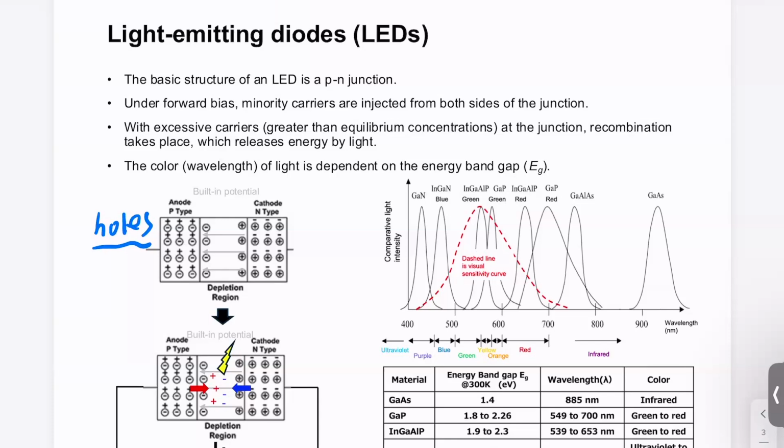Then the question here is, what happens when we stick an N and a P-type semiconductor together? What happens when we stick them together? The holes and the electrons are freely moving around. They may meet each other. What happens when they meet each other?